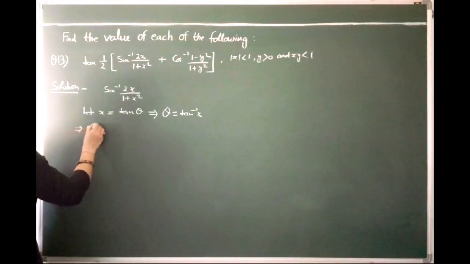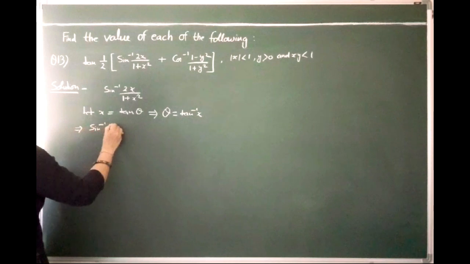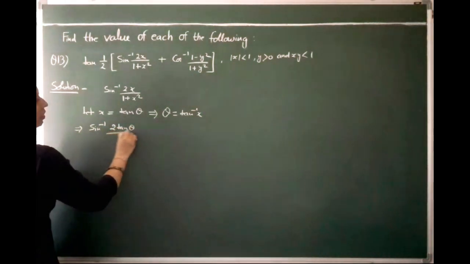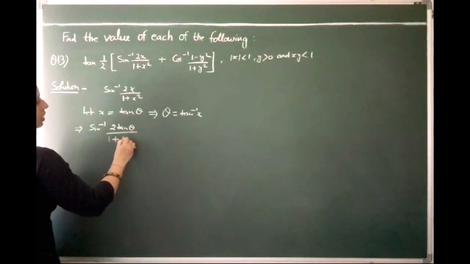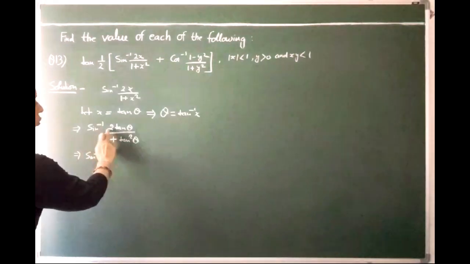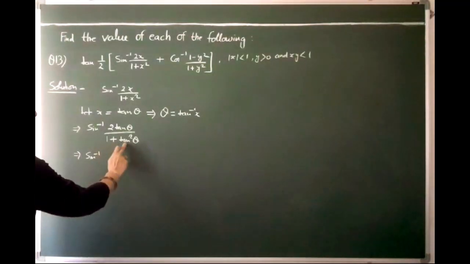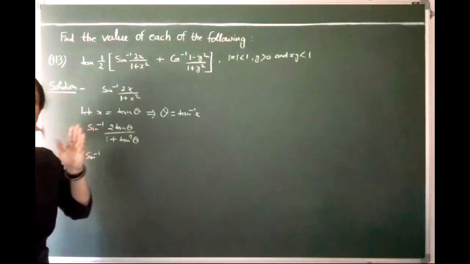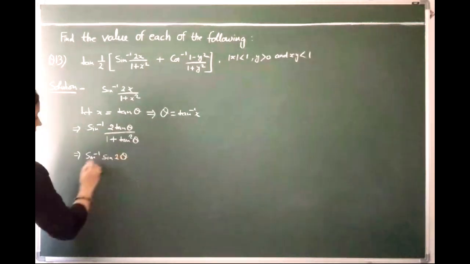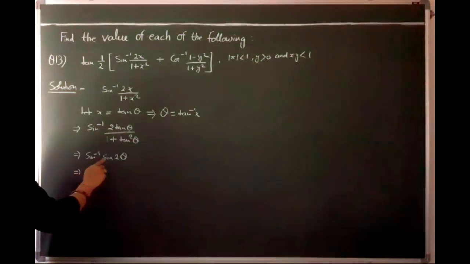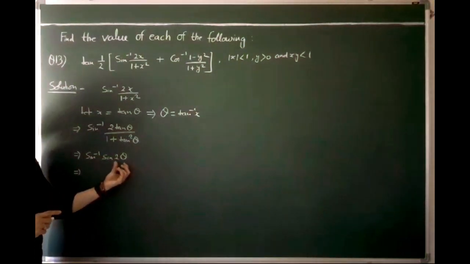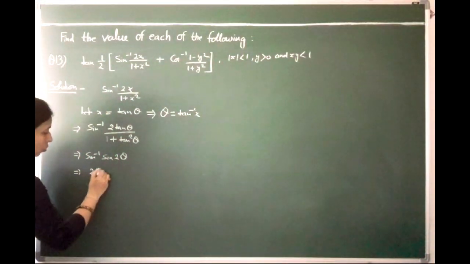We can write sin inverse 2 tan theta divided by 1 plus tan square theta. And we know that 2 tan theta divided by 1 plus tan square theta is equal to sin 2 theta. So write here sin 2 theta. Here sin inverse sin x, so it will be x. But in place of x here it is 2 theta. So it will be 2 theta.